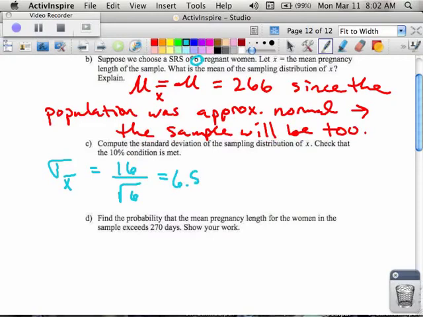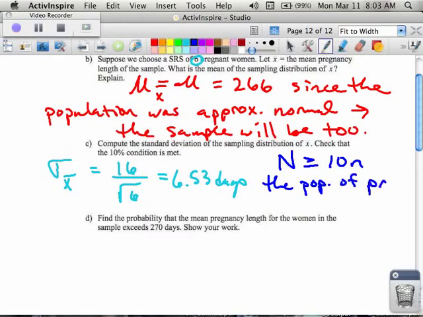Thank you, 6.53 days. And then we're supposed to check to see if this is okay. The 10% rule says that our population has to be greater than or equal to 10 times our sample size. So when we interpret this, the population of pregnant women is greater than 60 women. So I think we're fine.